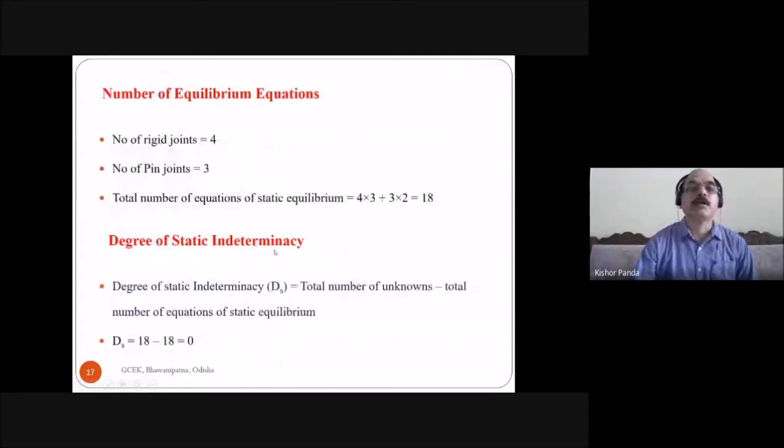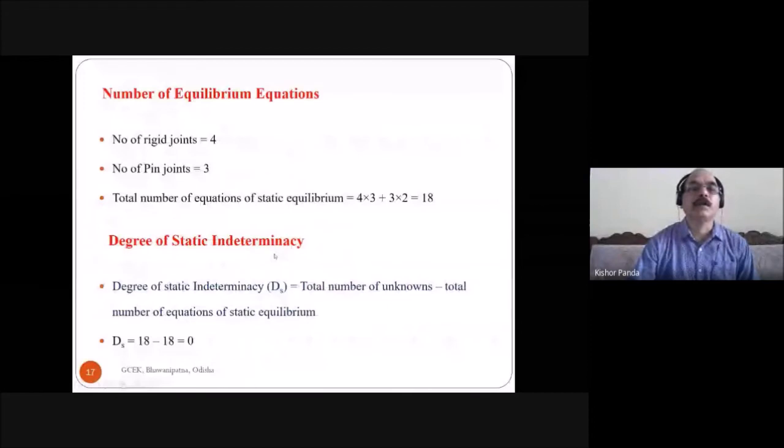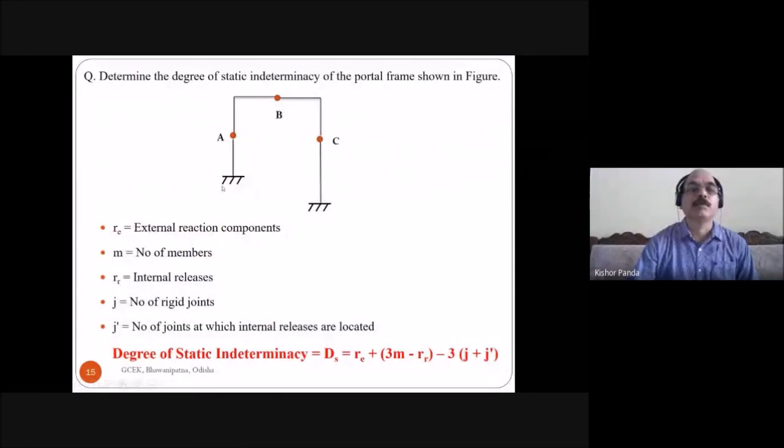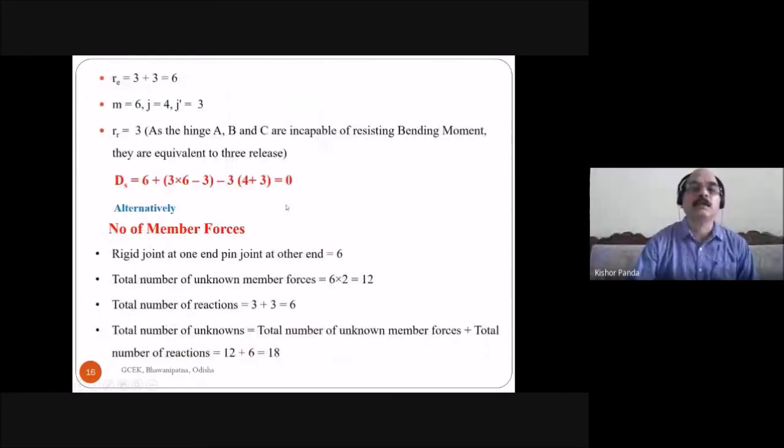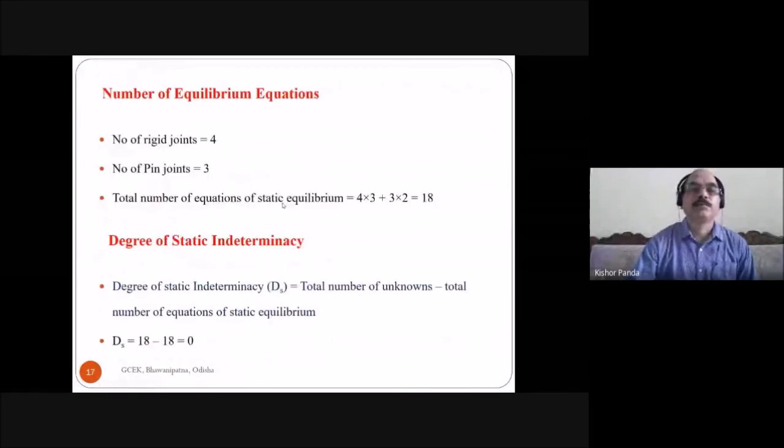Then find out the number of equilibrium equations. For the number of equilibrium equations, you have to count how many rigid joints and how many pin joints. Here you see the number of rigid joints. This is one rigid joint, this is one rigid joint, this is one rigid joint, and this is one rigid joint. So 4 rigid joints you have to take. And pin joints, this is one pin joint, this is a pin joint, and this is a pin joint. You have to take 3 pin joints. Internal hinges also you have to consider as pin joints. So the number of pin joints is equal to 3.